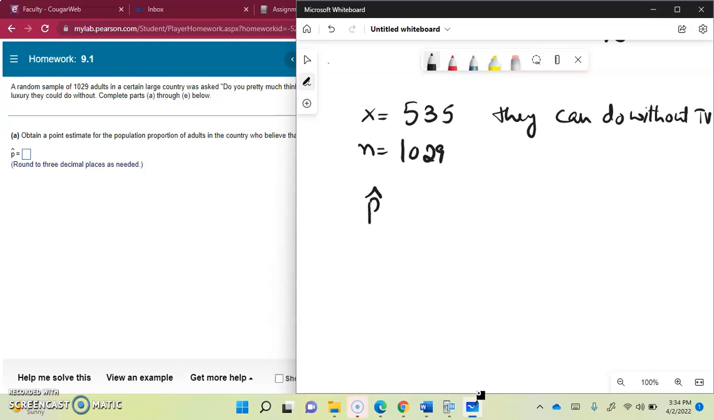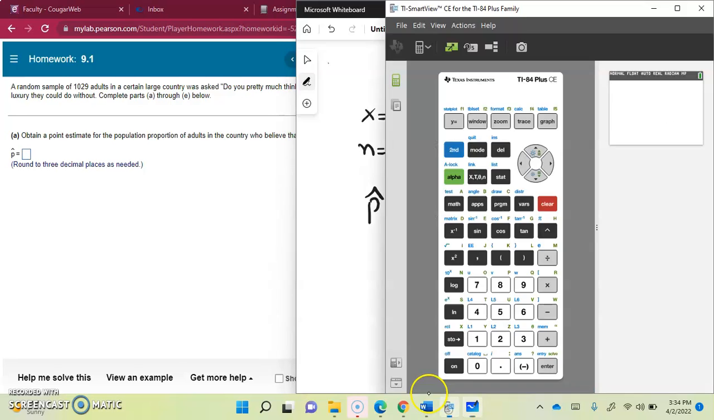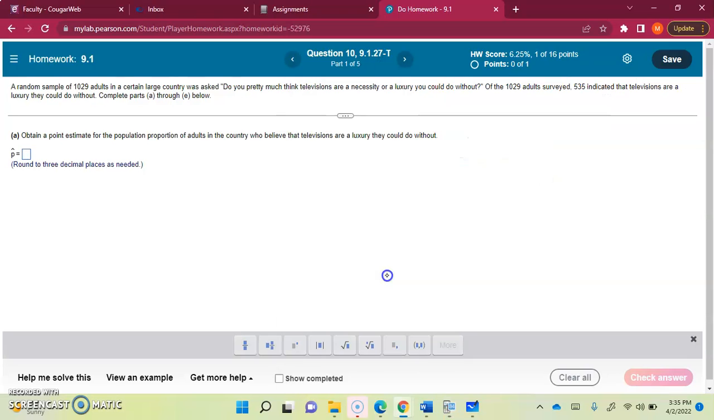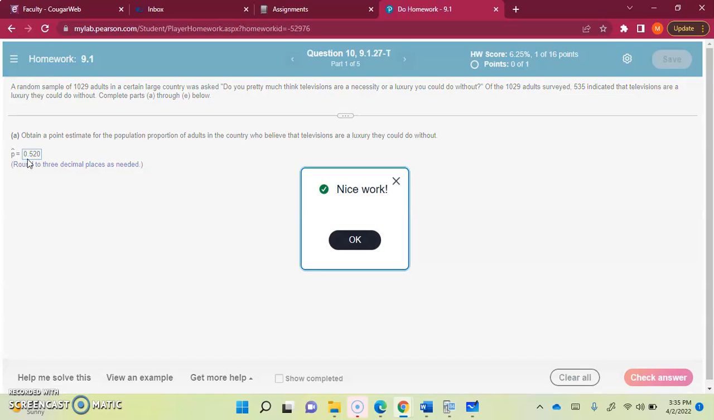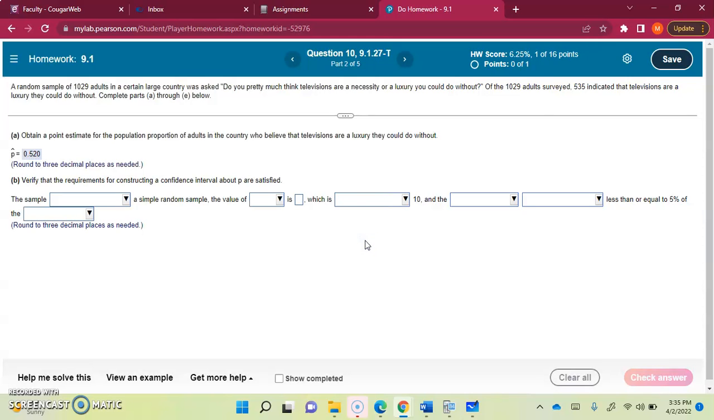It is the sample proportion. The definition of that is X divided by N. So in our case, it's 535 divided by 1029. You guys have your calculator. They're asking for the 3 decimal place answer, so I'm going to answer 0.520. Let's check that. That's easy.